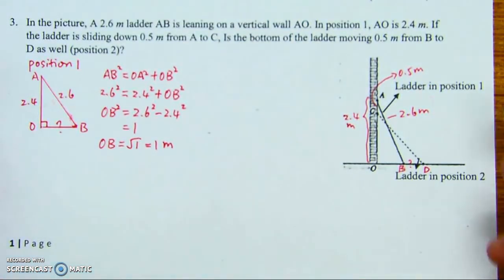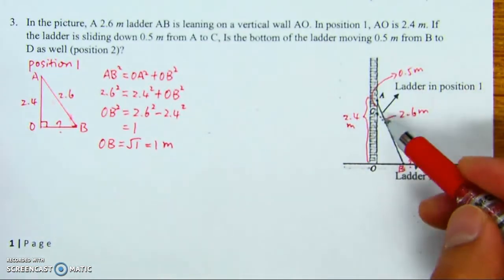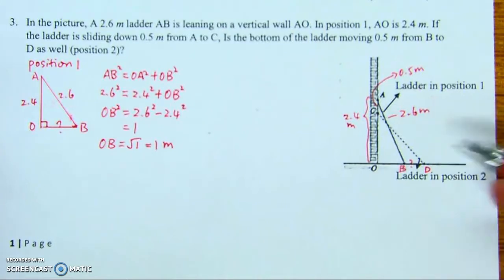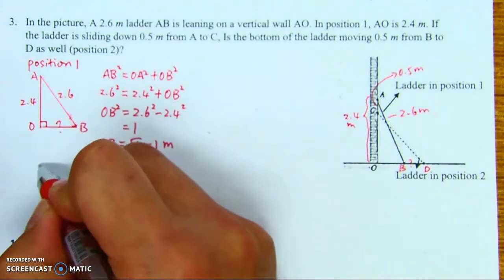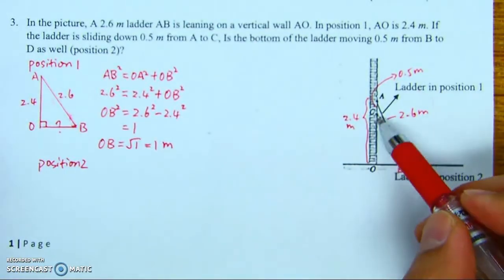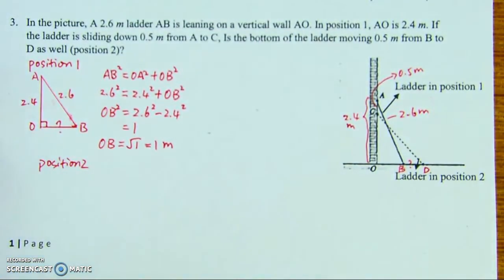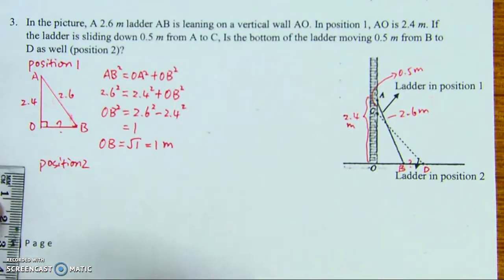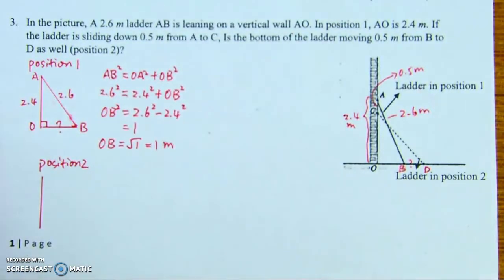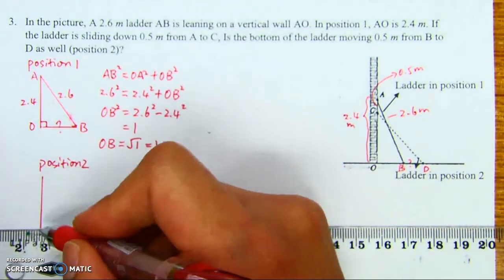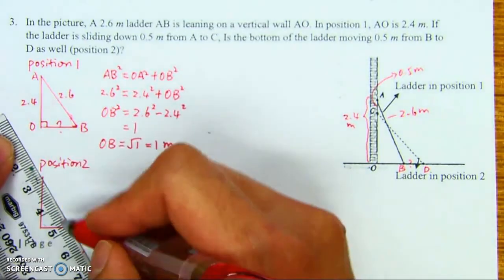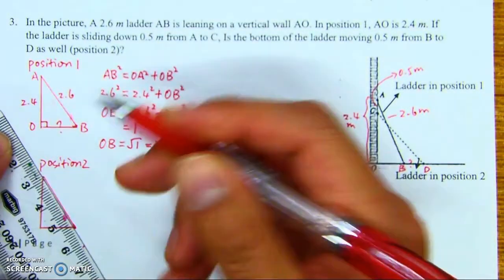And then we think about the second situation, the second position when the ladder was sliding down a little bit. Alright, so we need to draw position 2. Alright, for position 2, this is still a right angle triangle. So we still draw that right angle triangle. You don't have to draw that to scale. Alright, and then we label that.